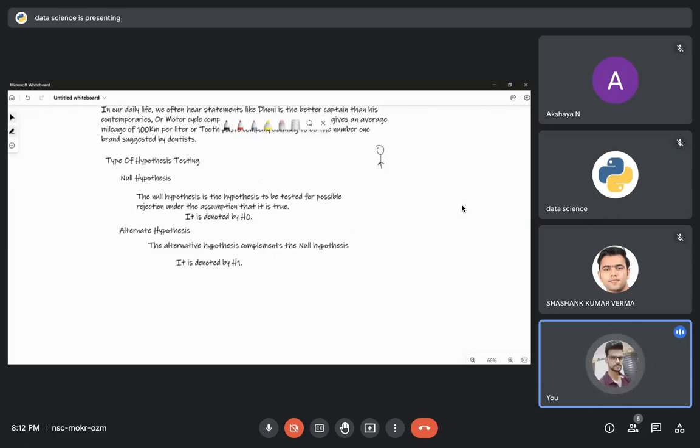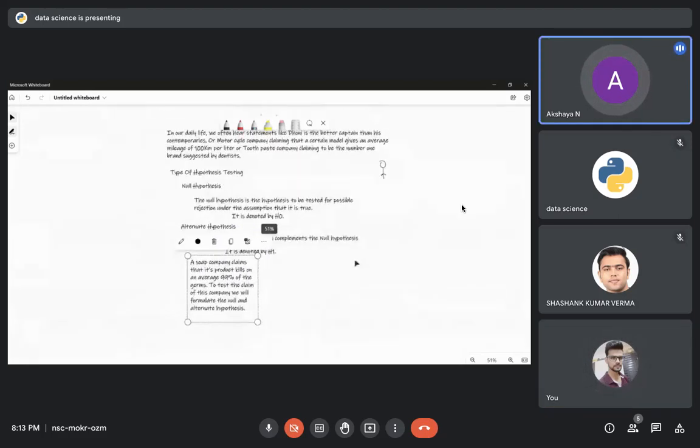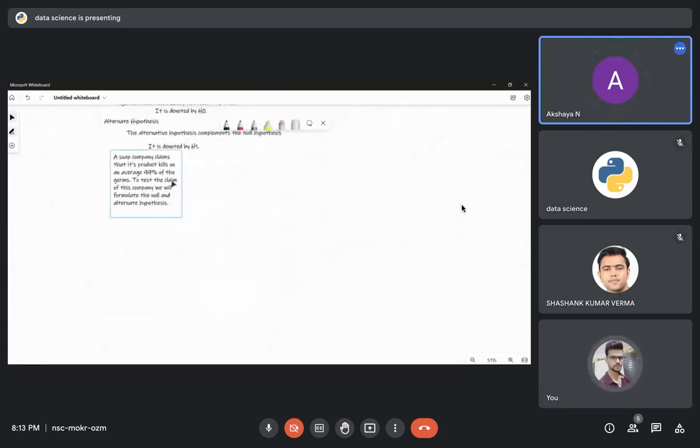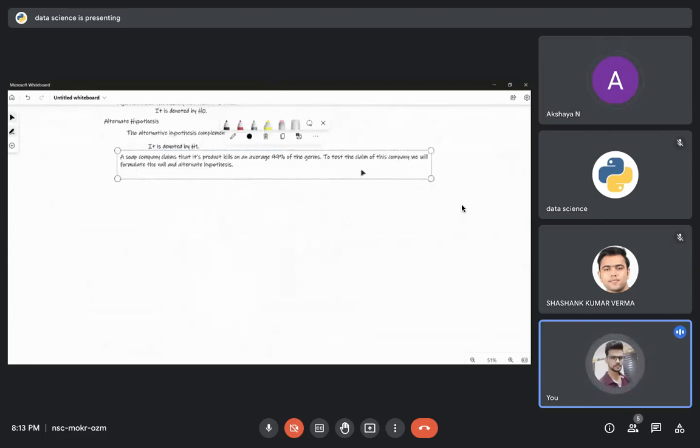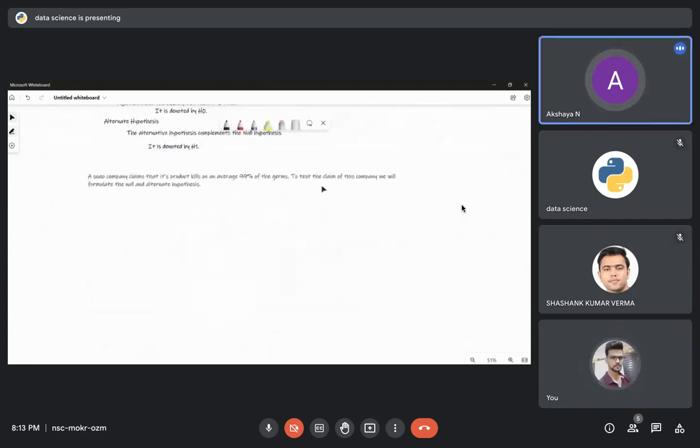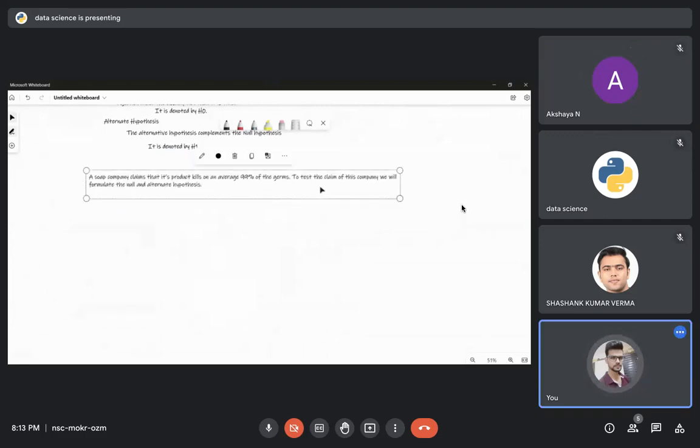Now let's understand these things. Let me give you one example to understand the null and alternative hypotheses. It's not only about statistics; it's all about machine learning, and the statistics part is also there. If you have some time to purchase that book, I suggest it's worthy.